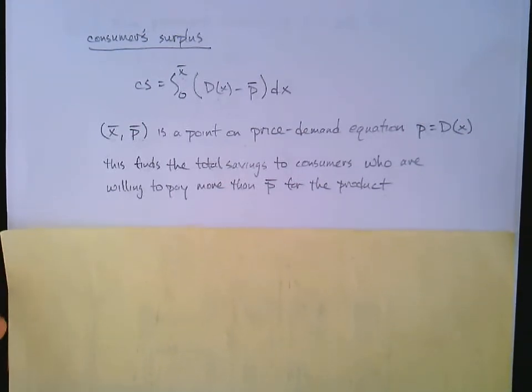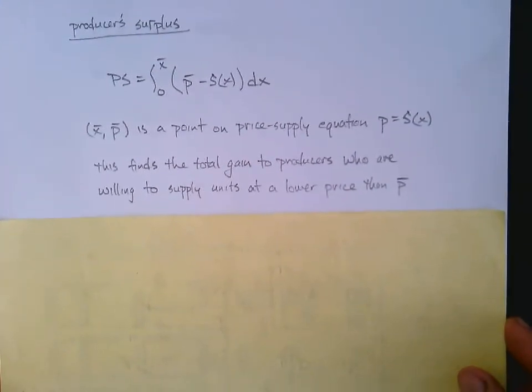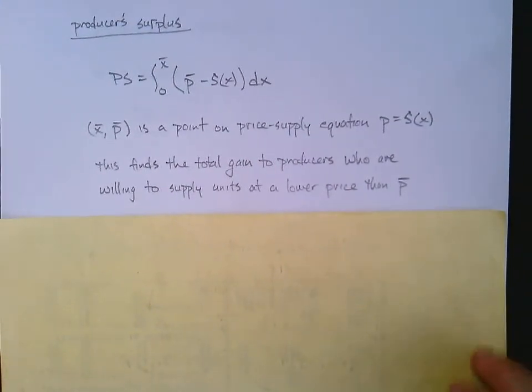All right, very good. We're not going to do an example yet. First, we're going to look at the producer's surplus. So it's like the flip side. Instead of consumers saving money, we're going to look at producers making money, which is nice if you're on the other side, right?